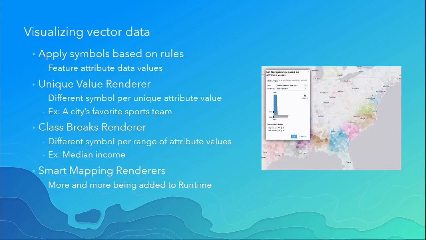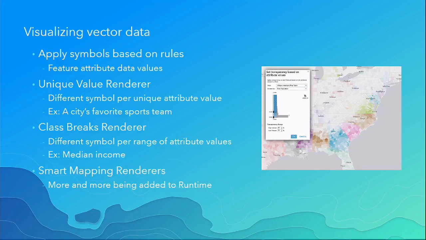For example, with unique value render, you can display a different symbol per unique attribute value. So maybe you want to look at a city's favorite sports team and map that out and see where people's allegiance lies. Or maybe with class breaks render, you want to display different symbols for each attribute in a range of values. So you could look at things like median income, for example.